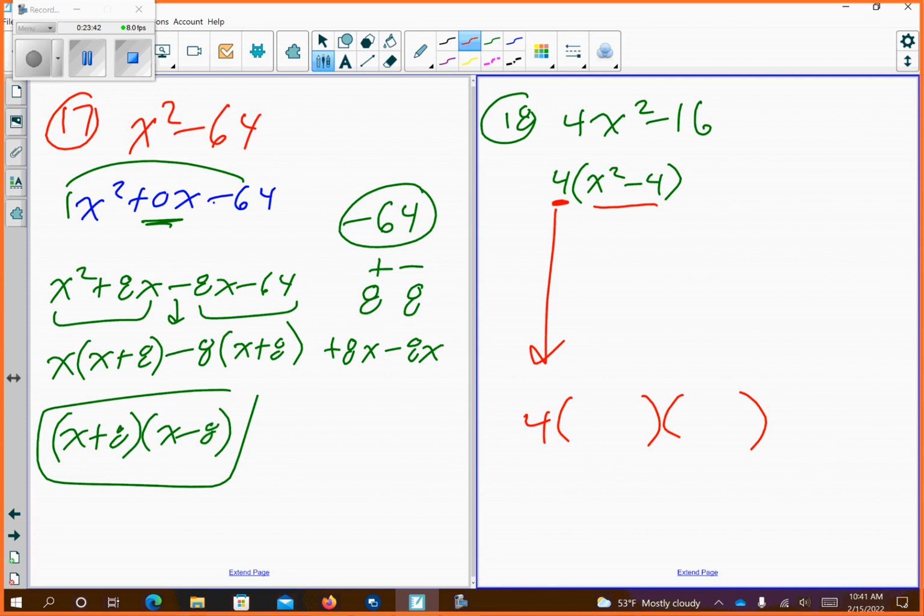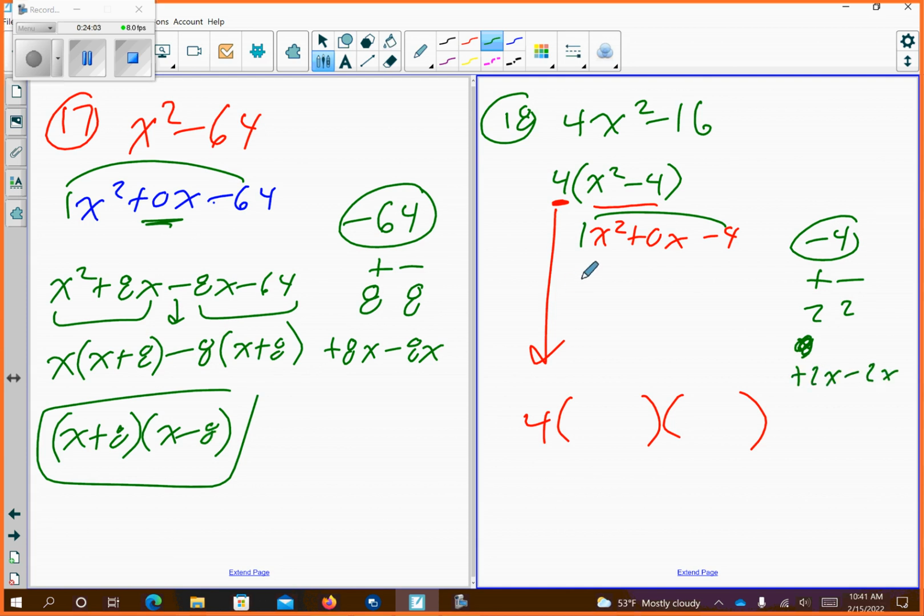All right, so then I'm going to factor this middle part. So x squared plus 0x minus 4. Multiply 4 times 1, so I get negative 4. Alternating signs. What do you know about the two numbers if I get 0? 2 and 2. So I get plus 2x and minus 2x. So I get x squared plus 2x minus 2x minus 4. Factor out an x, so I get x and x plus 2. Factor out a negative 2. x plus 2, x minus 2. Okay.